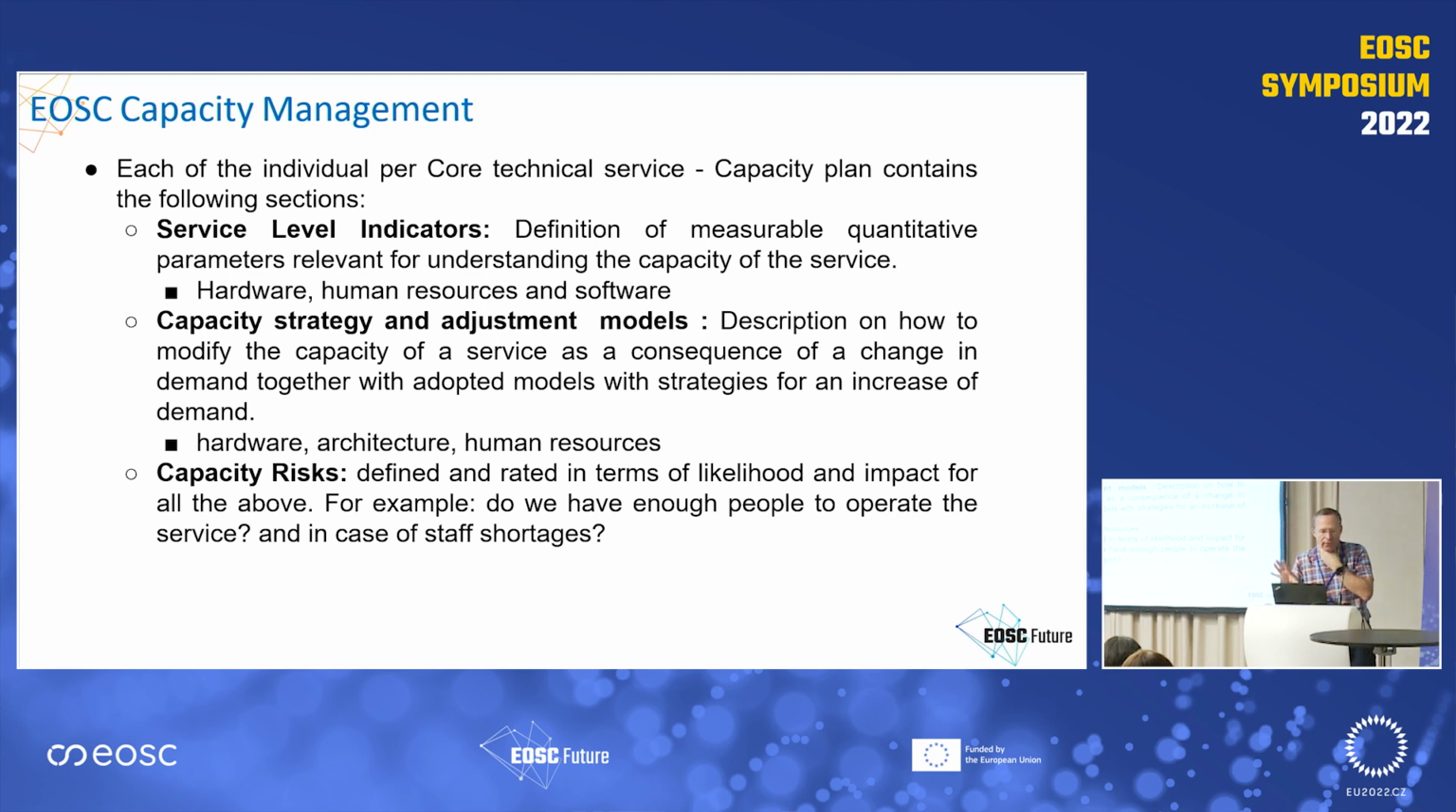Within the process, we have concepts of service level indicators. We have models for adjusting this in the future and maintaining these models frequently, as well as capacity risks. What are the risks for likelihood and impact of these bad things happening with respect to the capacity not being met?